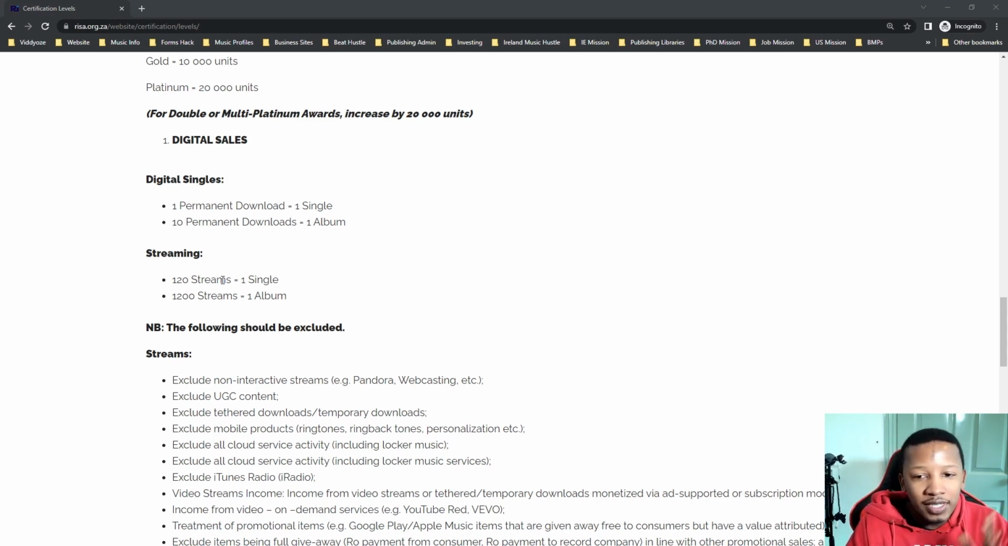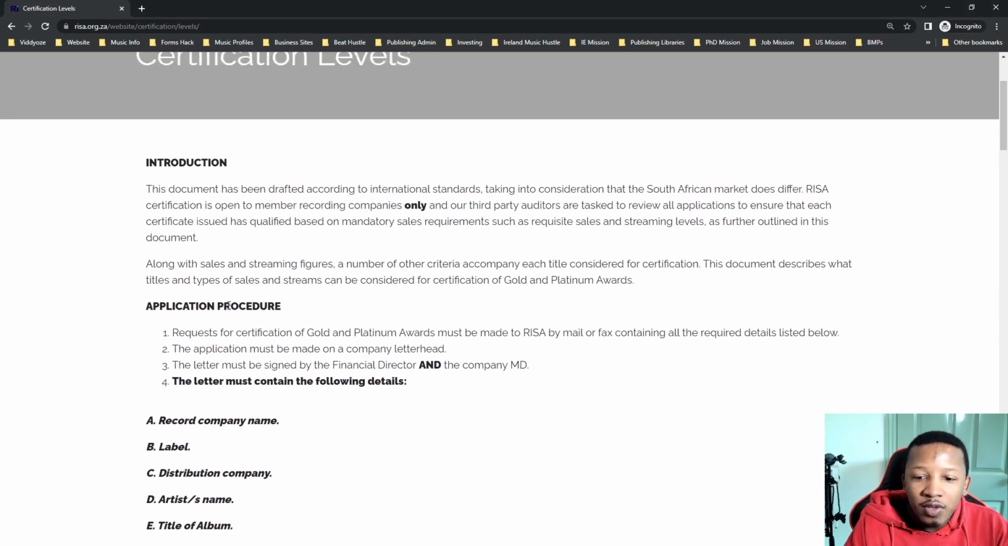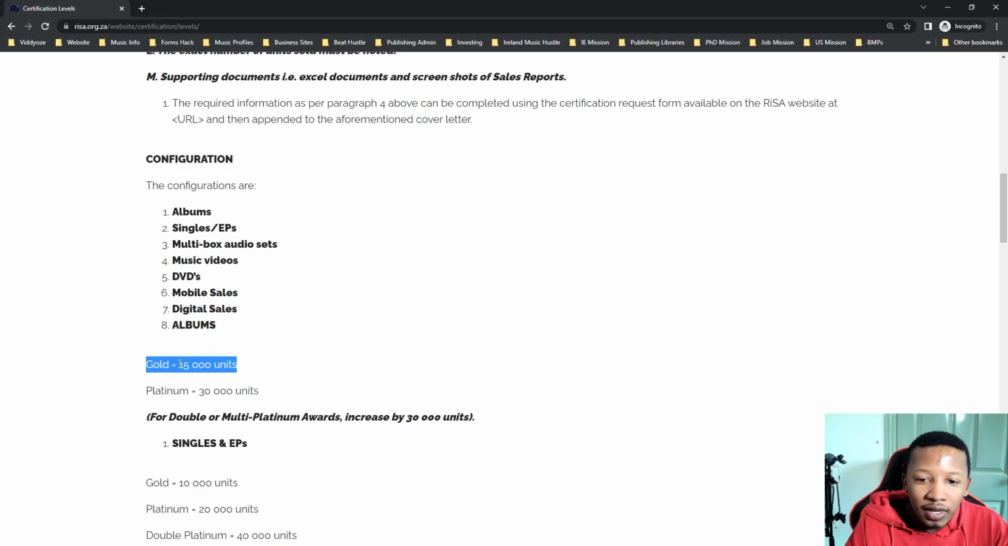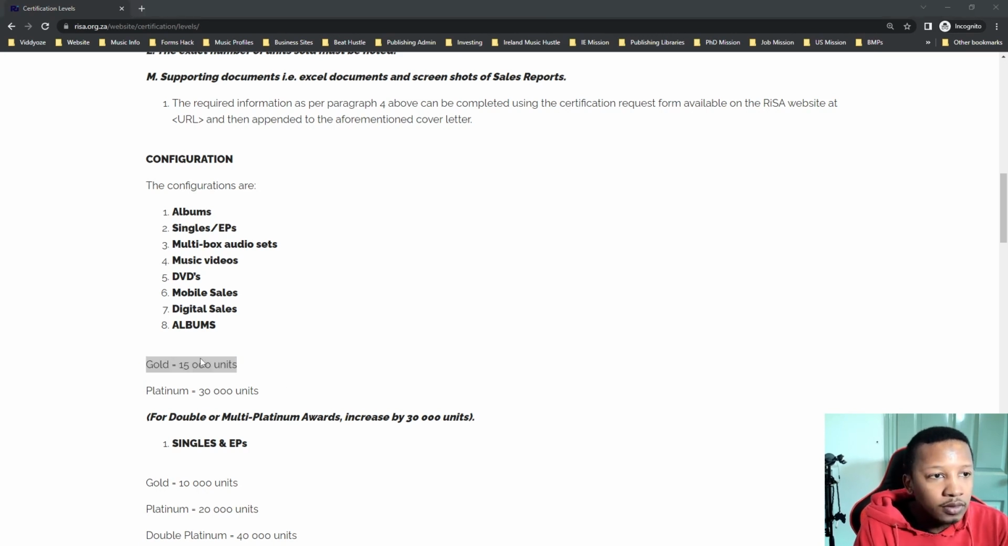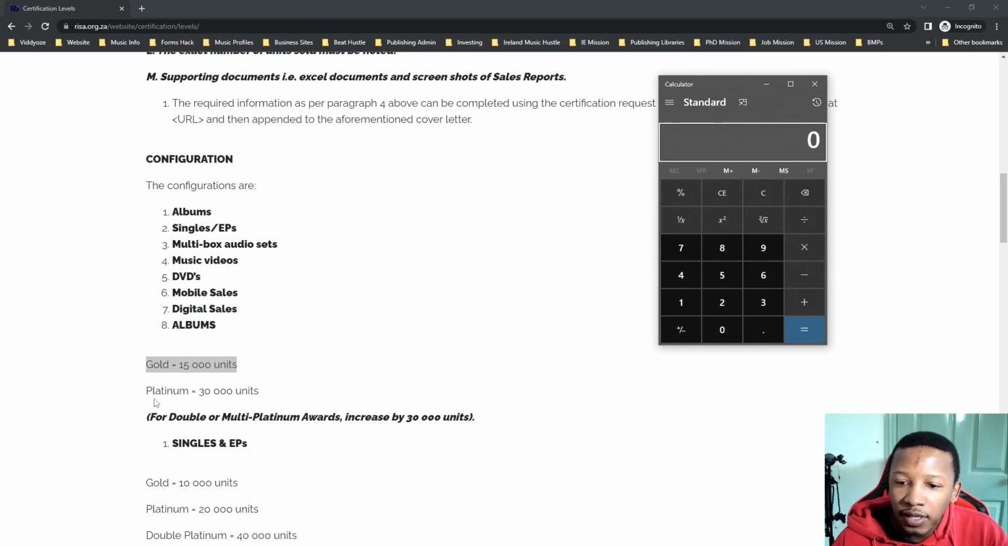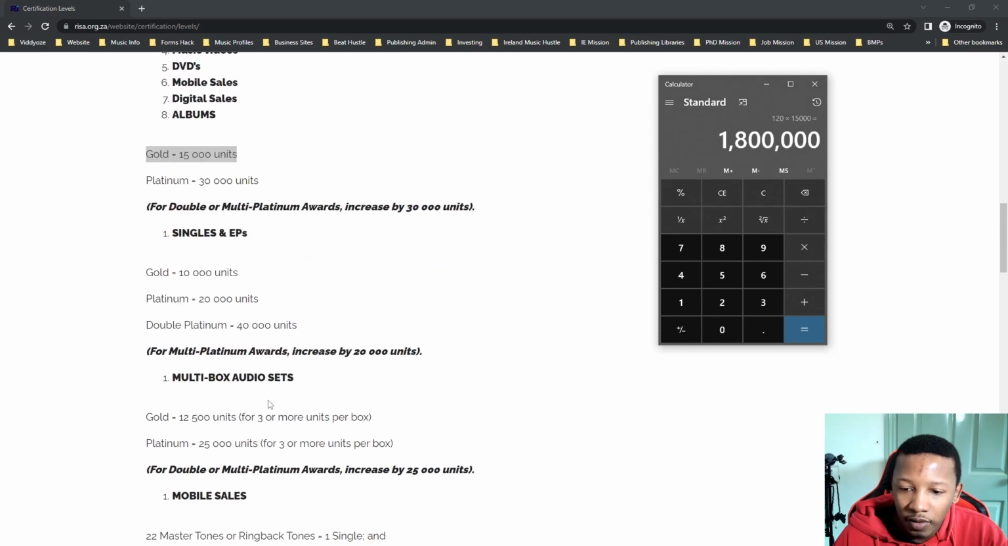It's easier to go on the single basis, so I probably recommend that. But if you want to go platinum or gold on the album basis, then you need 120 streams collectively within the album, and you multiply by the units. It's 15,000. What I'm not exactly sure about is that they've increased everything slightly more. What did I say? 120 equals one single, so times that by 15,000, that's probably 1.8 million or so. So you need 1.8 million streams to go gold on a single basis, and times that by 2, so 3.6 million streams to go platinum on streaming.